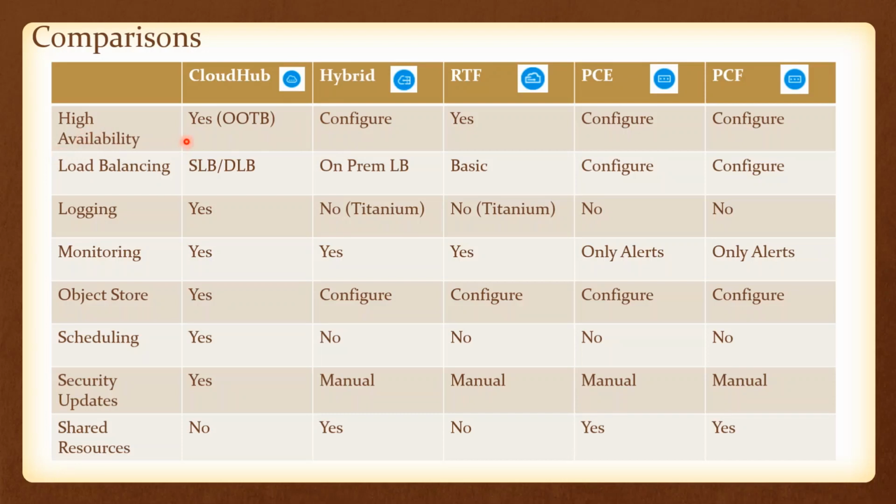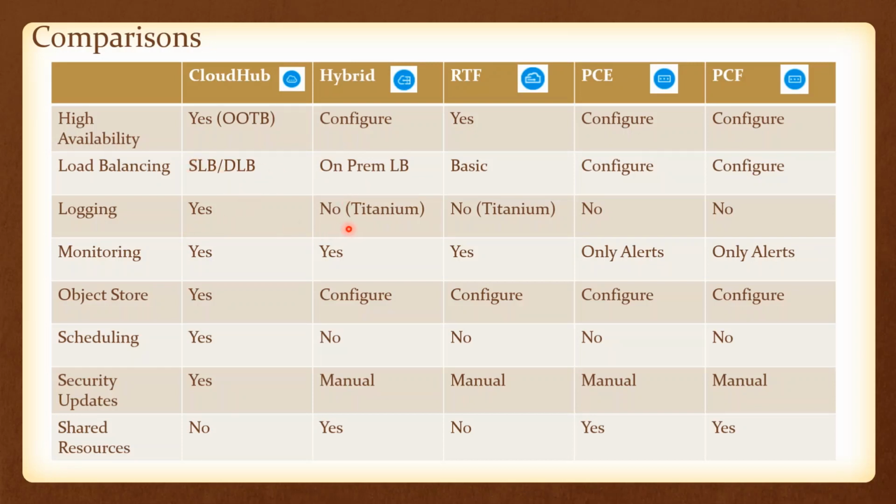Now high availability, again you have to configure it. You have to take care of high availability depending on how your server is, how the cluster is. Load balancing, of course all the organizations have their own load balancer, so that is not an issue. So you have an on-prem load balancer which has its own certificates and its own domain name. So that's not much of an issue as compared to CloudHub.